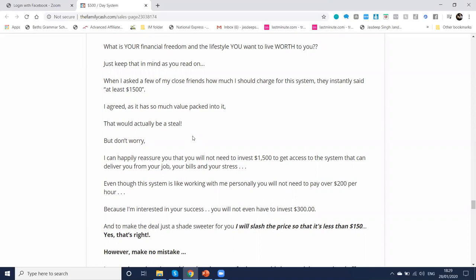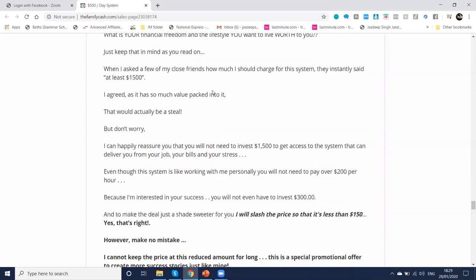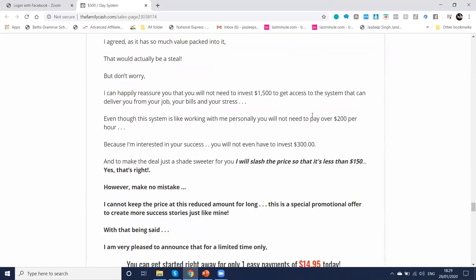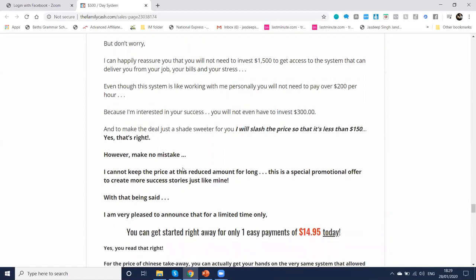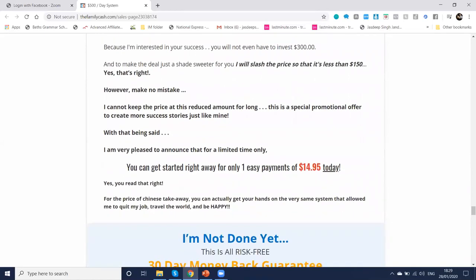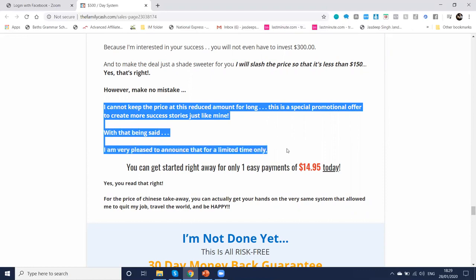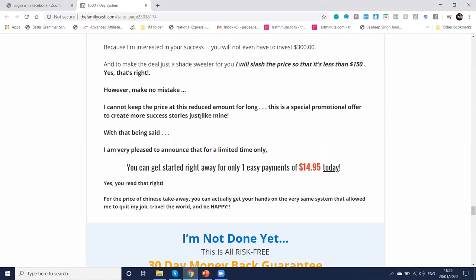I was talking to my other colleagues, and something like that would be worth 5,000, but I'm not even going to charge you 1,000. I'm not even going to charge you 300. I'm going to slash it even less than 150, and then boom, just one easy payment of $14.95. And we have some more scarcity built up here. So it's always good to build up scarcity in your sales message when you can.